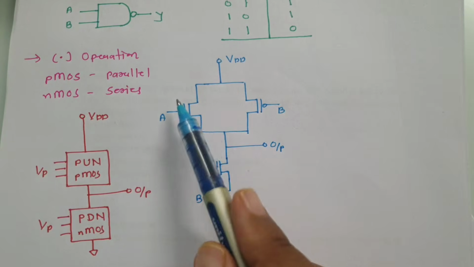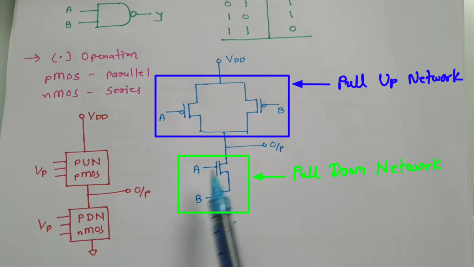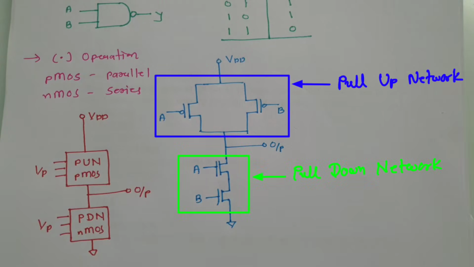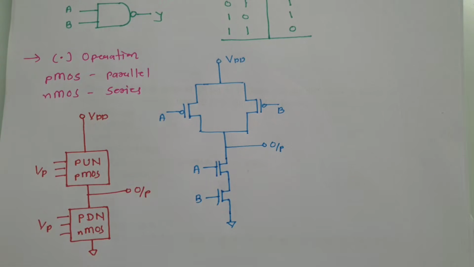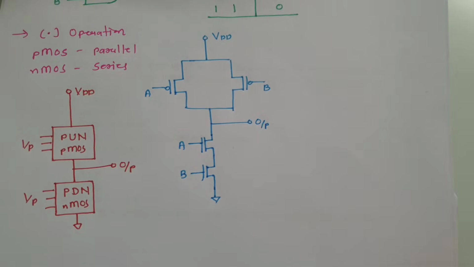In CMOS, with upper network we will be having pull up network, and with this we will be having pull down network. Now let us try to understand how this circuit functions by truth table. So it will be giving you more clear idea.